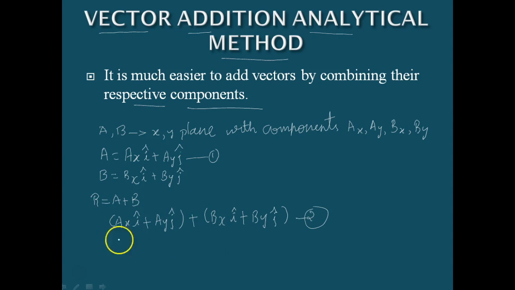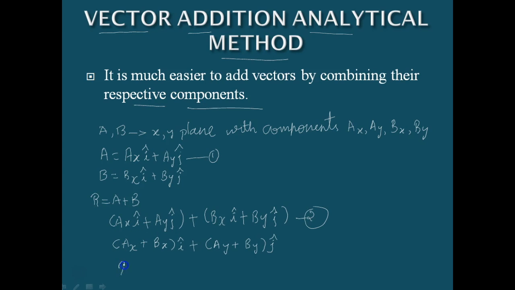So by rearranging these vectors, we can take i cap one side: Ax plus Bx into i cap plus Ay plus By into j cap. Okay, this is the vector R.